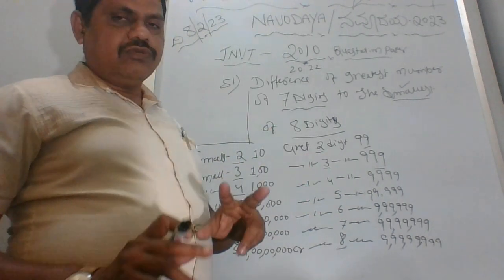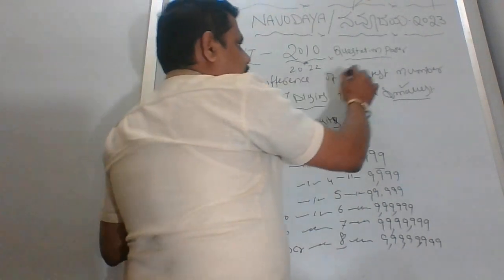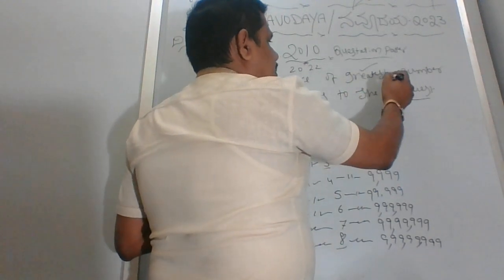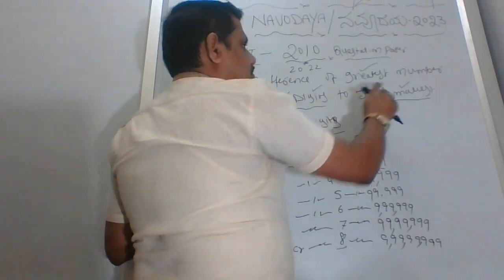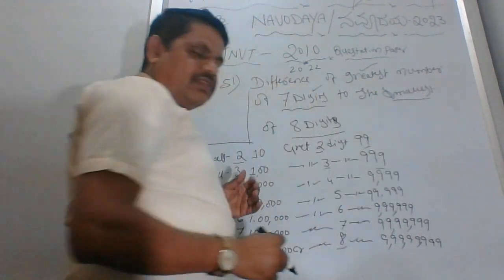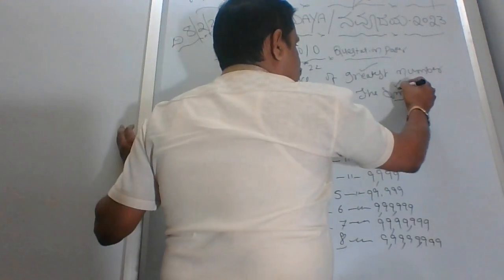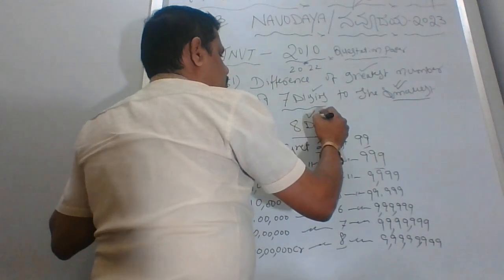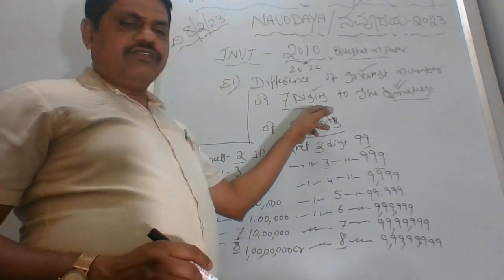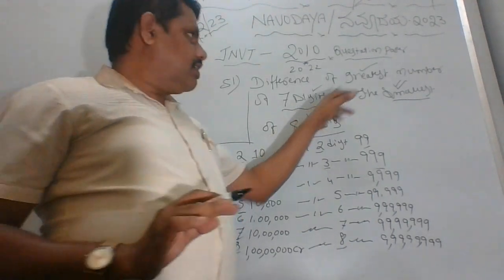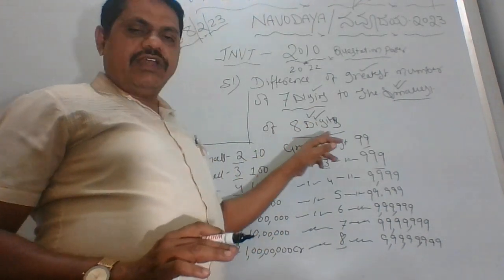Okay, here there are two different points. I'll tell you the highlights. The difference of the greatest number of 7 digits and the smallest number of 8 digits; you have to understand these two. I'll use different symbols to understand this. The smallest I'll mark as 2, and here I'll mark it as 2. So that means the greatest number of 7 digits to the smallest number of 8 digits.